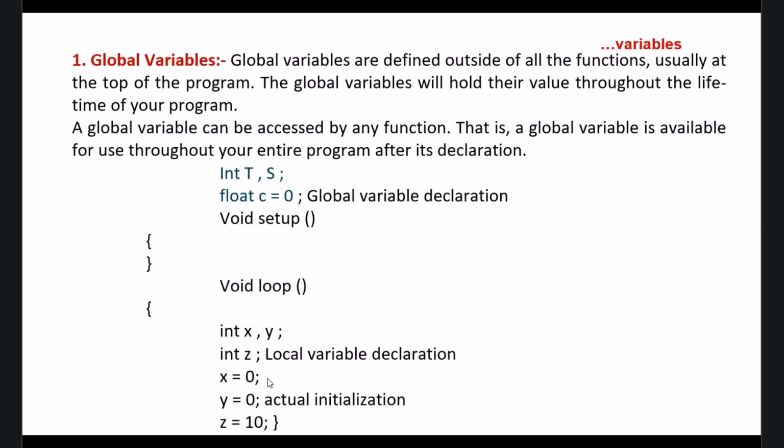To understand the difference between the local variable and the global variable: a local variable is defined under some particular function and it can be used within that function only. The global variables are defined at the top, not under any function, and they can be used anywhere in your programs. That's all for the variables.